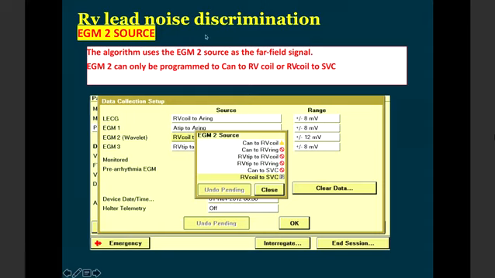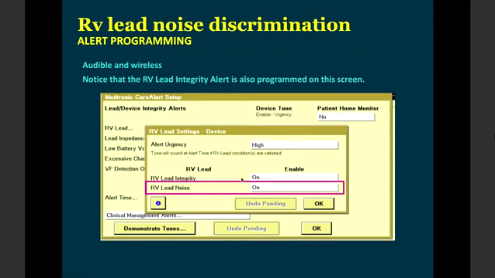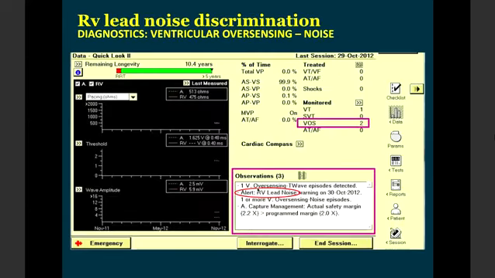And as I told you, far field EGM is conventionally the RV coil to the SVC coil, or the CAN to the RV coil. One of these two is used for far field sensing. You can also program the noise alert on. When the device detects noise, the patient will get an alert. He will not get a shock. He will get an alert which will prompt him to come to the clinician, because the clinician can quickly revise the lead.